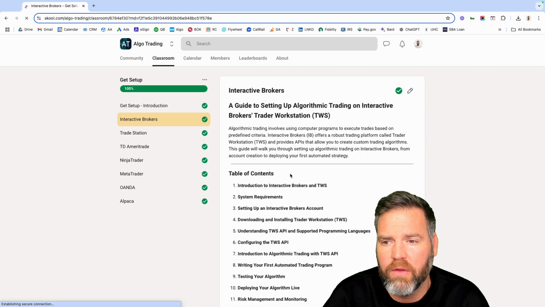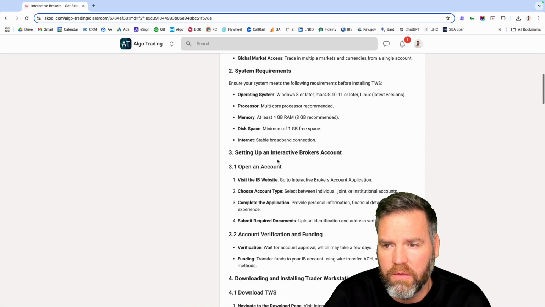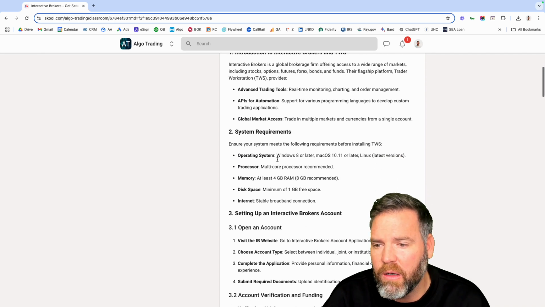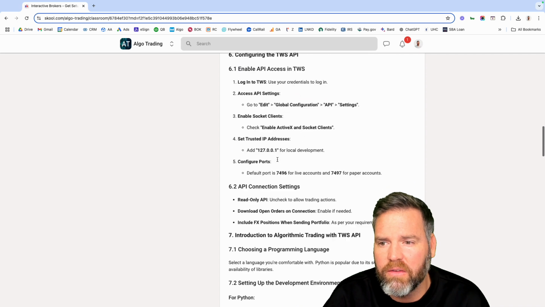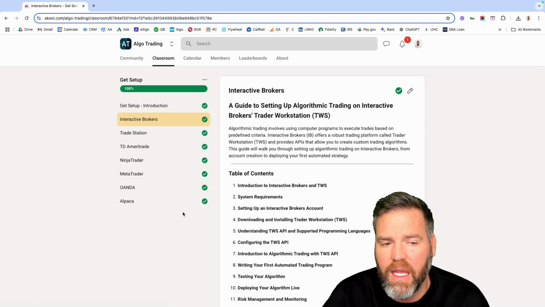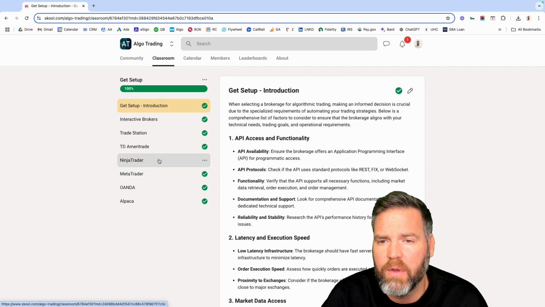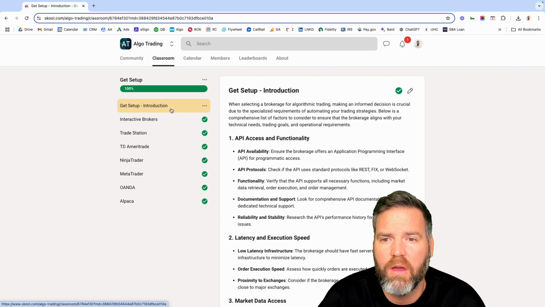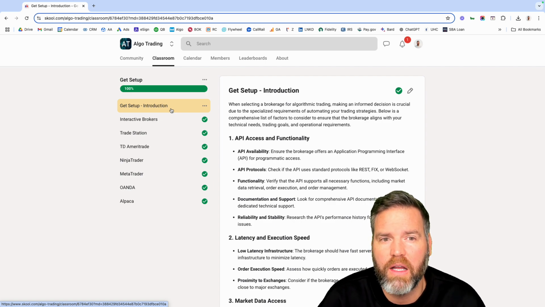So for instance, with Interactive Brokers, we have a table of contents and we walk through exactly how you download the program, your system requirements, how you set it up, how you set up your API settings and all that. We're going to do that for as many brokerages as we can, at least the most popular brokerages.